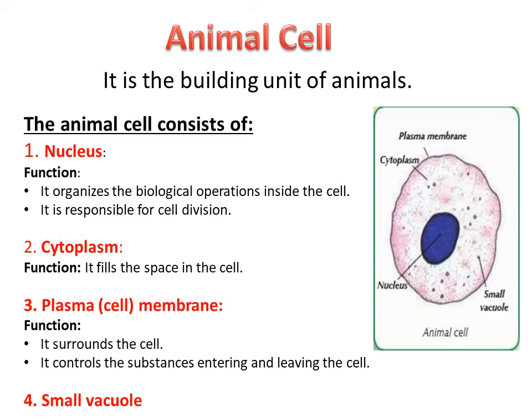Number 2, cytoplasm. It fills the space in the cell. It's like the liquid or the fluid that fills space in the cell. Number 3, plasma membrane or cell membrane. It surrounds the cell and also controls the substances entering and leaving the cell. It's like a wall that has gates or doors, they allow what enters or leaves the cell. Number 4, the small vacuole.